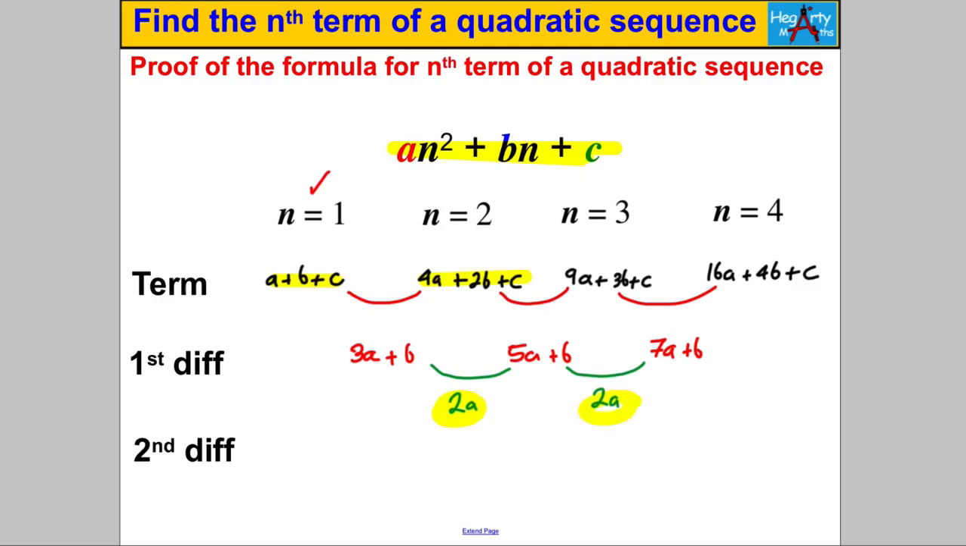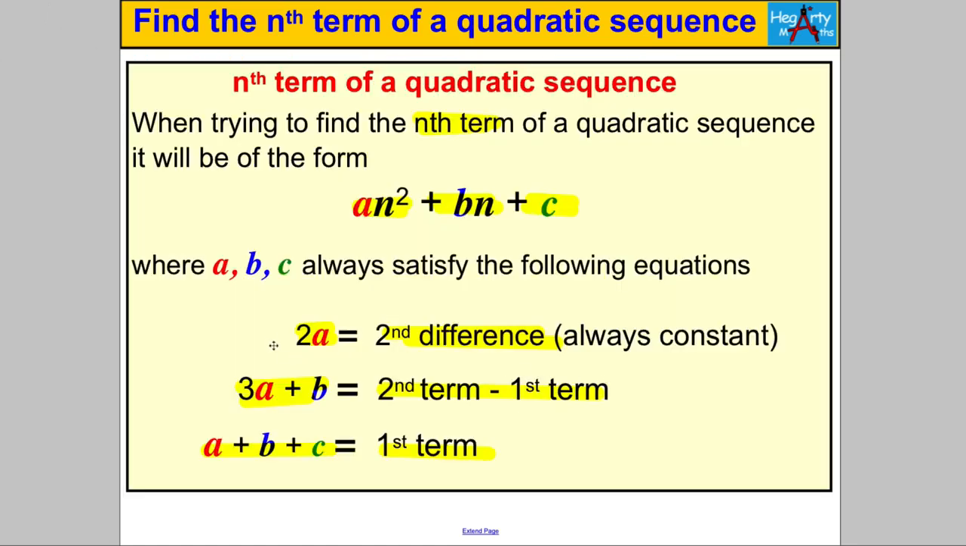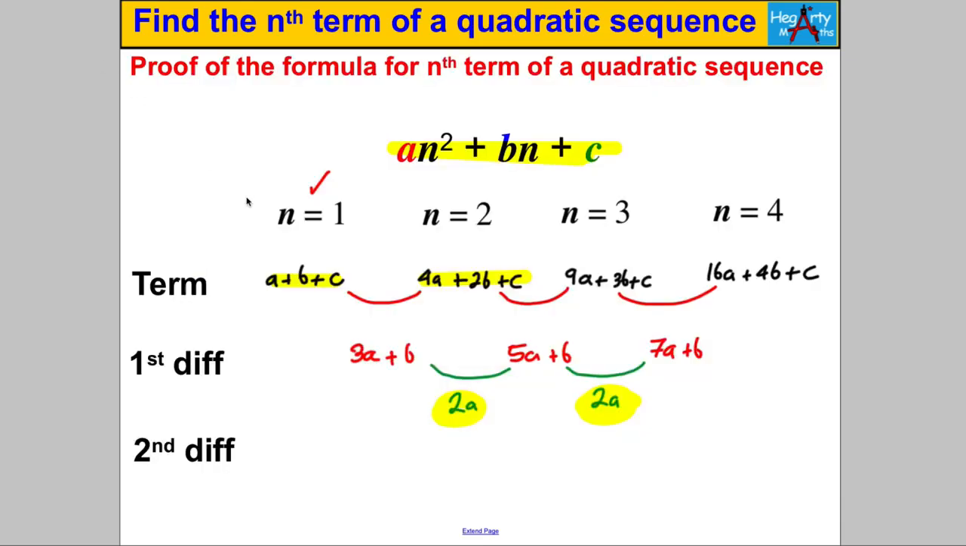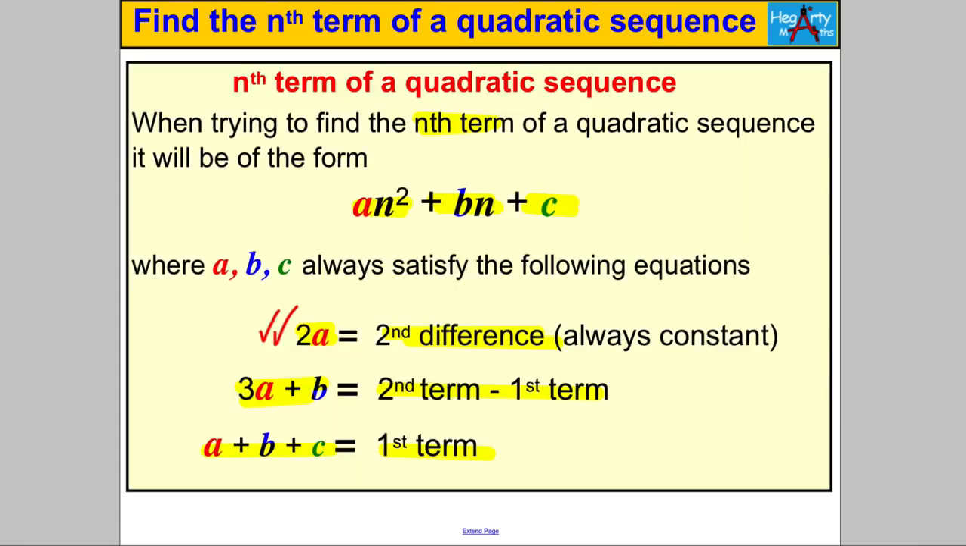2a is always equal to the second difference. Remember, I told you that back here. Look here, I told you it was true that 2a always is the same as the second difference. See? Didn't I also tell you that the second term subtract the first term was 3a add b? Let's have a look. Didn't I say that? I did. I said the second term subtract the first term is always 3a add b.